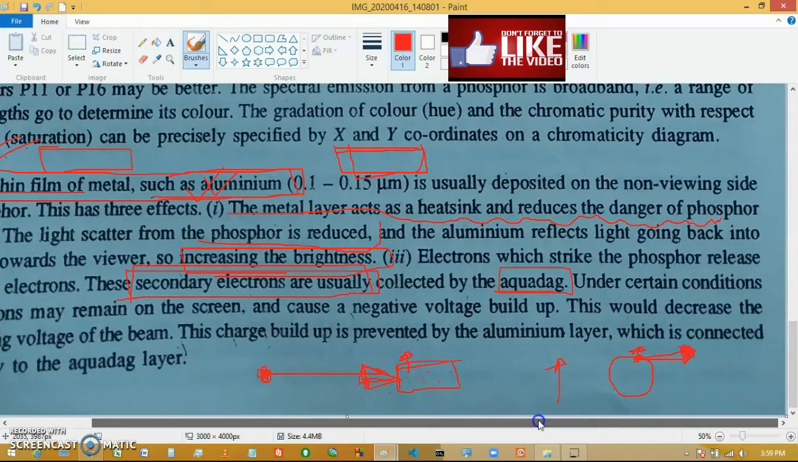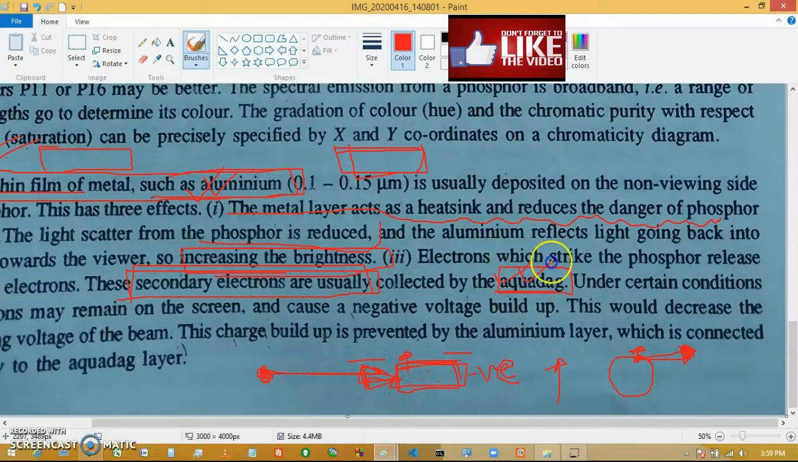And if these electrons are deposited on the screen, then the screen becomes negatively charged. Okay, so the accelerating electrons generated from the cathode may not reach the screen due to the repulsion effect. So the aquadag plays a very important role here, which is used for collecting the secondary electrons.